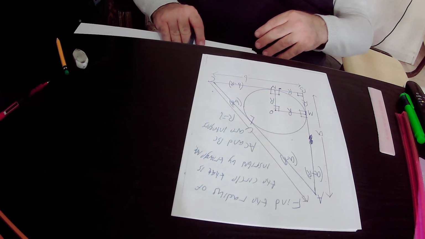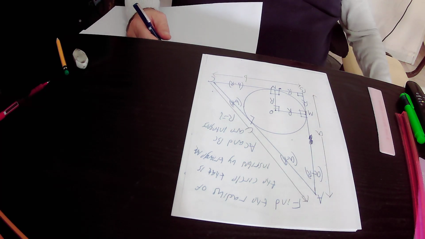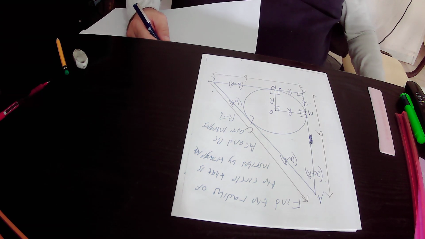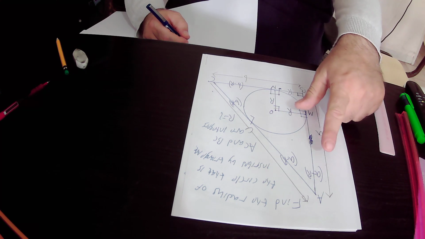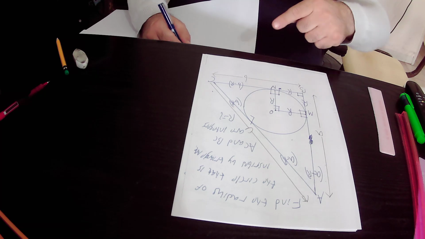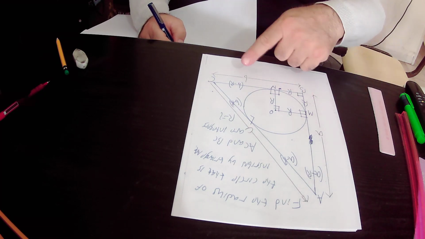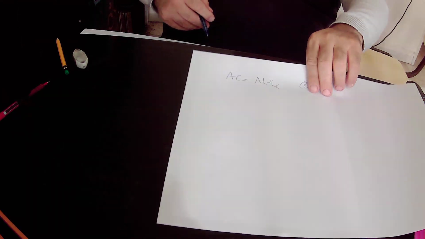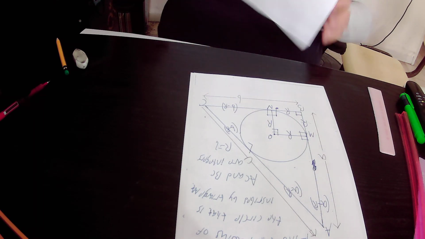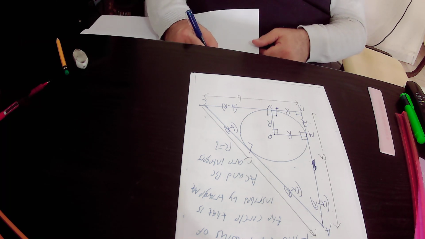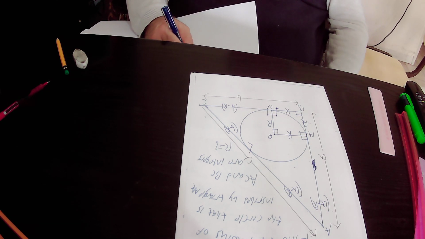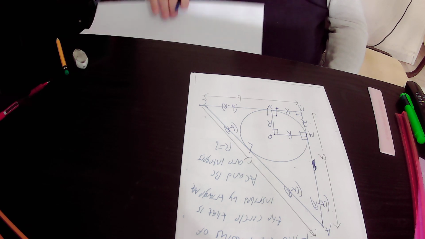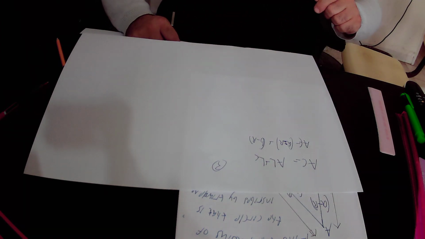So what is the length of the hypotenuse AC? From the drawing, it is very easy to see that AC equals AL plus LC. So the hypotenuse AC equals AL, which is A minus R, plus LC, which is B minus R. So in conclusion, I found out that the hypotenuse AC equals A minus R plus B minus R.